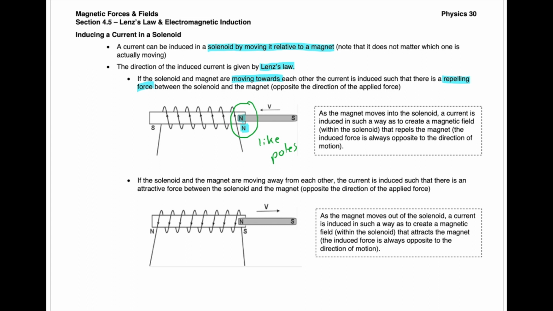And that's going to give me my opposing force. If we go to the case where we're moving those two apart, so again, either the solenoid or the magnet is moving, but they're moving away from each other, the current is going to be induced such that I get an attractive force between those. Again, if I'm trying to move them further apart, the opposing force is going to try to pull those back together. And pulling things back together, remember, I need opposite poles, because opposite poles attract. So if I want that attractive force, I need opposite poles.